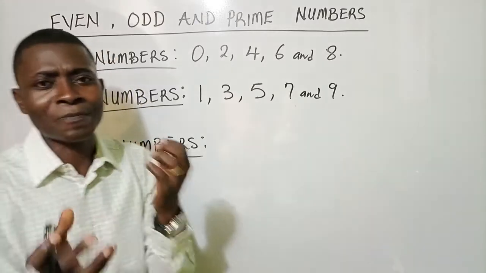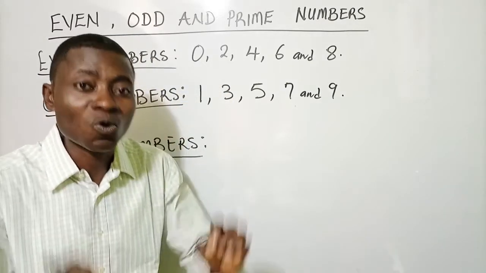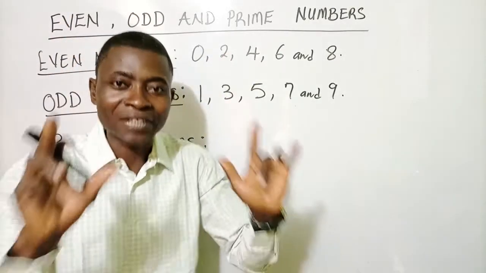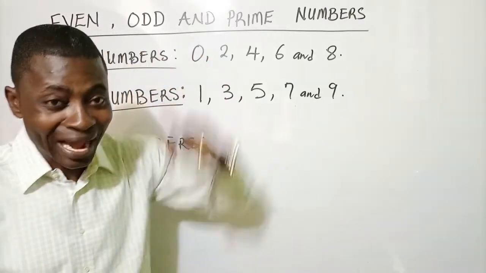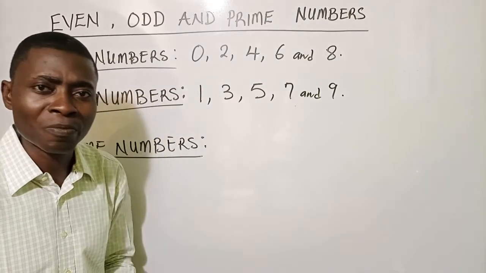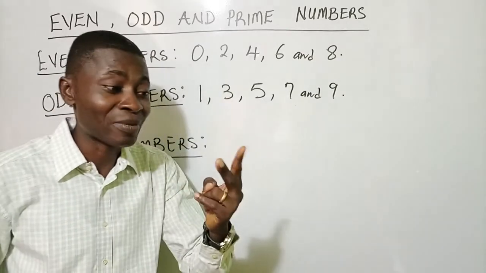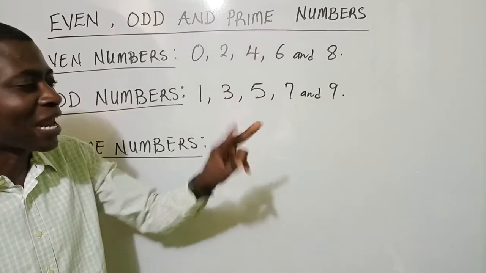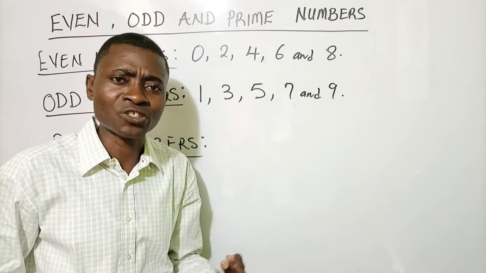I define prime number in my own word as this. Any number that has only 2 factors. Any number that has only 2 factors, which are 1 and itself, such numbers are referred to as a prime number. Any number at all in the world that has only 2 factors, that means that there's only 2 numbers that can divide it. That's what I mean by only 2 factors. So any number that has only 2 factors, which are 1 and itself, such numbers are referred to as what?